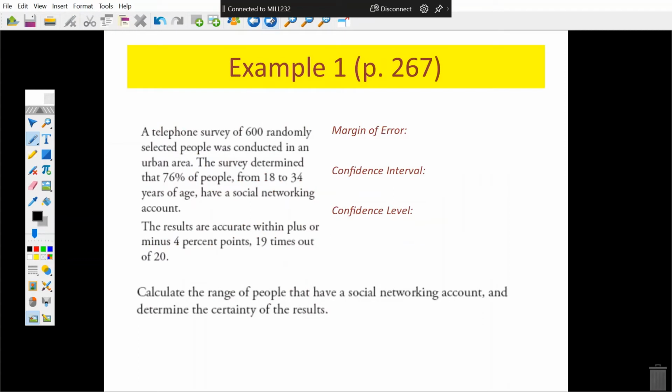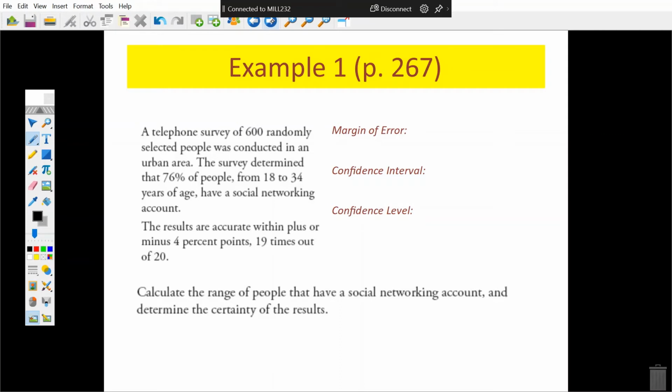So here's an example. This is the one I wanted to try. A telephone survey of 600 randomly selected people was conducted in an urban area. The survey determined that 76% of people ages 18 to 34 have a social networking account. The results are accurate within plus or minus 4 percentage points, 19 times out of 20.